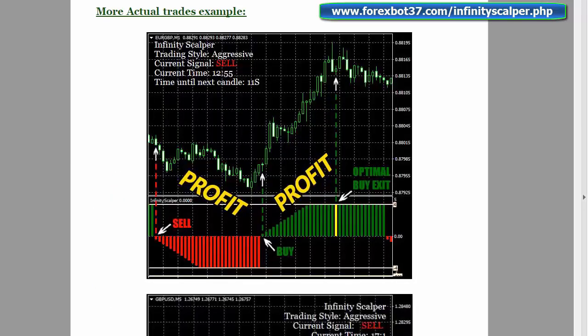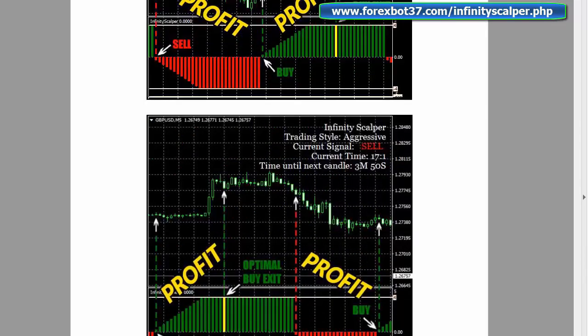So let's just take a quick look at some of the trades that they've put in the PDF, just so you can see how it works, because I don't have any trades to show you. I can show you the alerts, but let's see what it looks like here. You buy here. Here's your profit. Optimal buy exit right to the top here. You've got optimal buy exit here after you bought here.